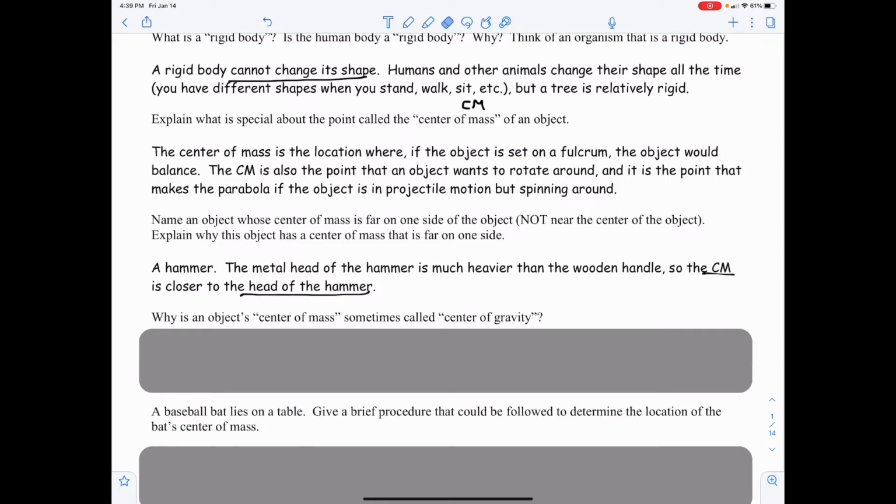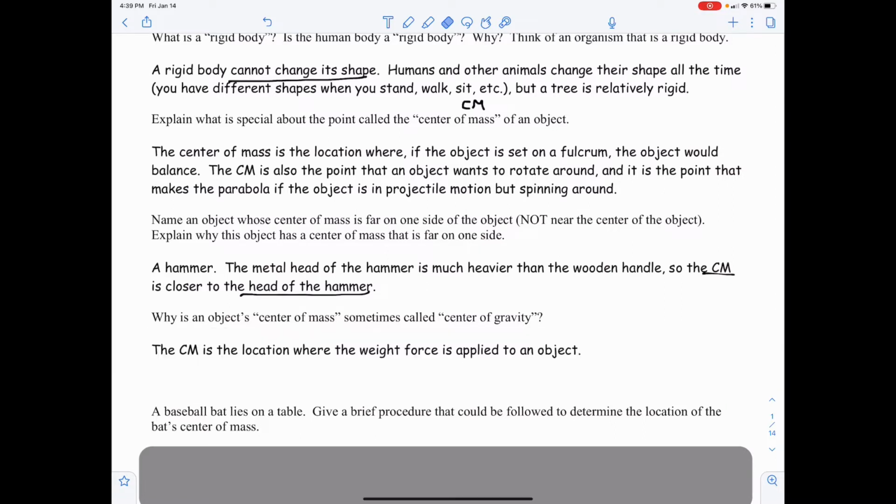Why is the object's center of mass sometimes called the center of gravity? The center of mass is the location where the weight force is applied to the object. That is why the two terms often get used interchangeably. Although they are not the same thing, the center of gravity is always located at the center of mass.